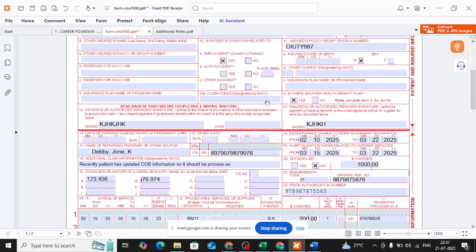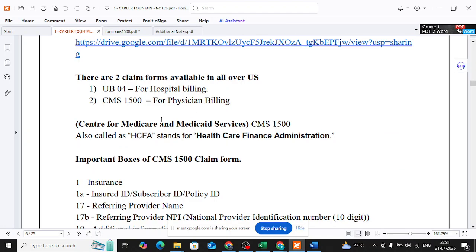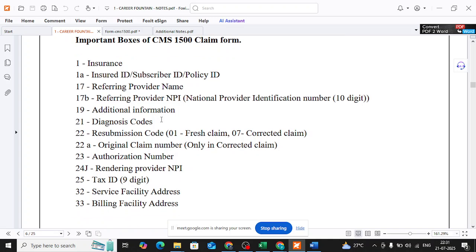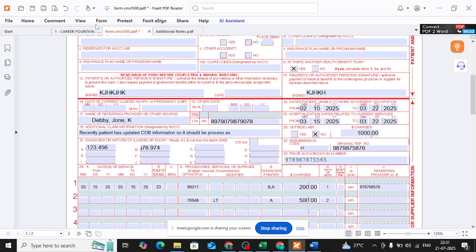Because we have to remember some important boxes. And this is the easiest question in every interview. You can face it in every interview. Randomly they will ask you about some boxes. So this is about the CMS 1500 form.